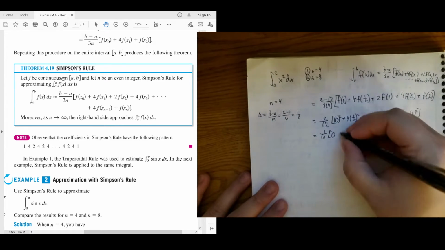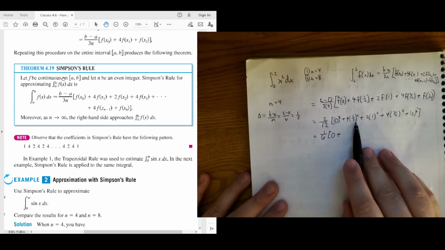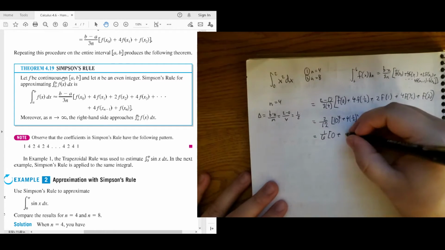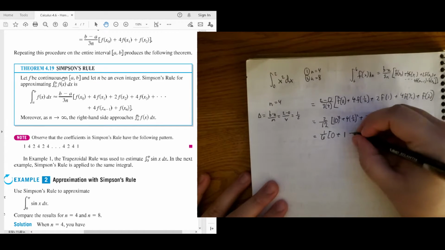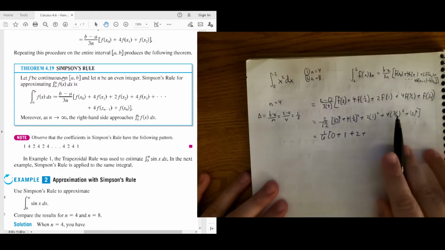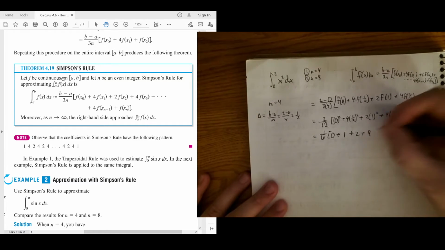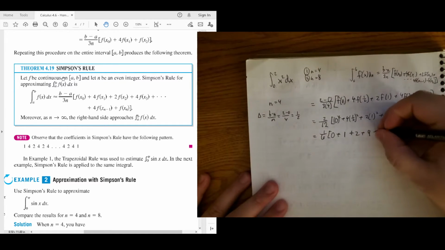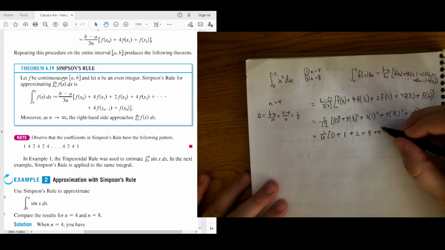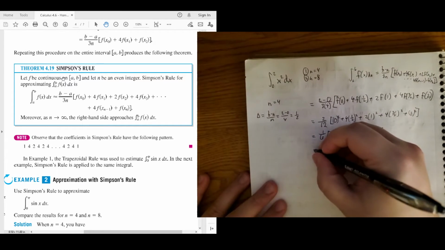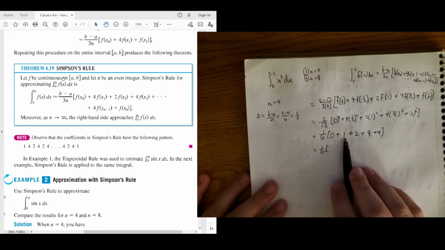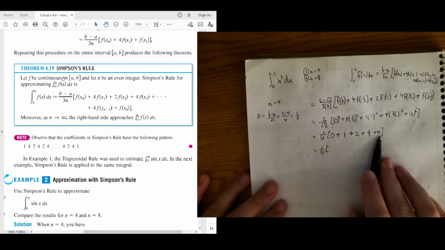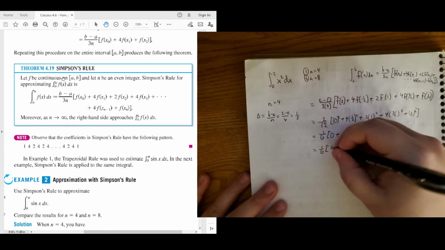0 squared is 0. 1/2 squared is 1/4 times 4 is 1. 1 squared is 1 times 2 is 2. 3/2 squared is 9/4 times 4 would be 9. And then 2 squared is 4. So we end up with 1/6 times 0 plus 1 plus 2 plus 9 plus 4 is 16.